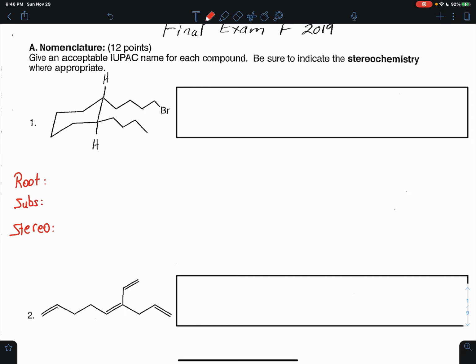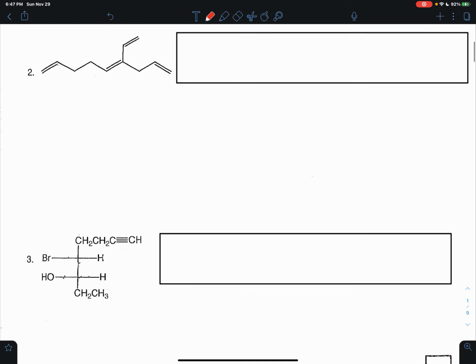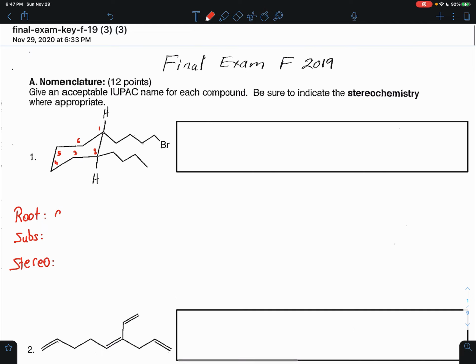So for the root, in this case, you have to choose the longest chain possible. So you can either go 1, 2, 3, 4, 5, and 6, or you can go 1, 2. In this case, it won't matter that much, because they're both butyls, so it's not gonna matter, right? So we know it's a cyclohexane for the root.